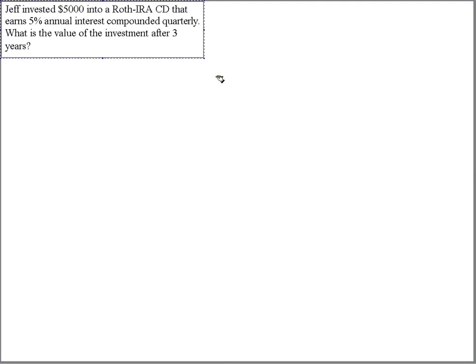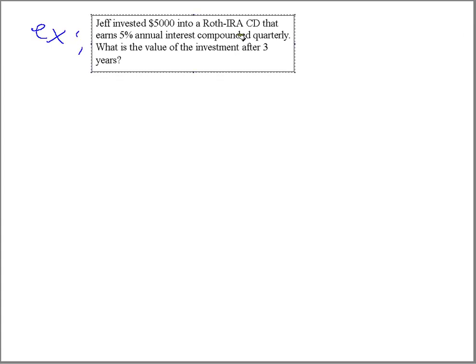Let me get this problem on there and center it properly. So here's the problem that we're looking at. Jeff invested $5,000 into a Roth IRA CD, because the investment will grow tax free, which is good when we take it out later on when we retire, for example. That earns 5% annual interest compounded quarterly.